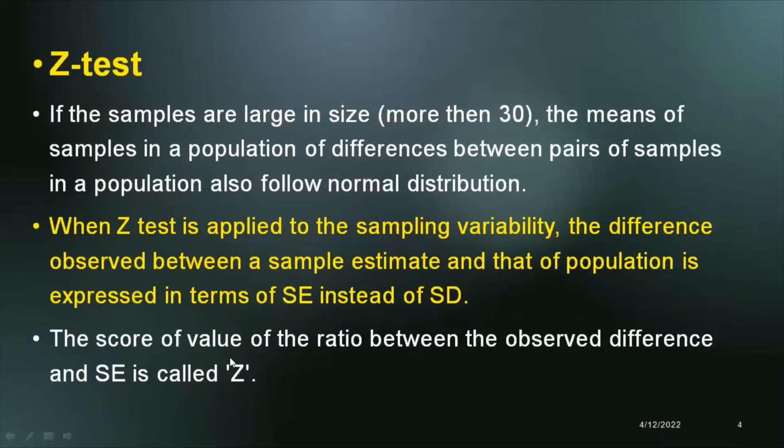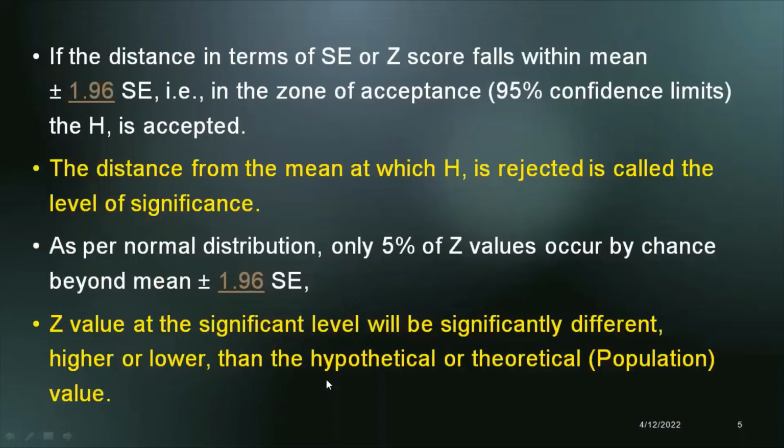So the score is the value of the ratio between the observed difference and the standard error. Whatever we need in both tests, Z test and T test, first we need the observed difference between the two sample means, and we need the standard error of difference between means. When we take the ratio between these two things, the observed difference between the means and the standard error of difference between means, it is called Z. So we find out the Z value.